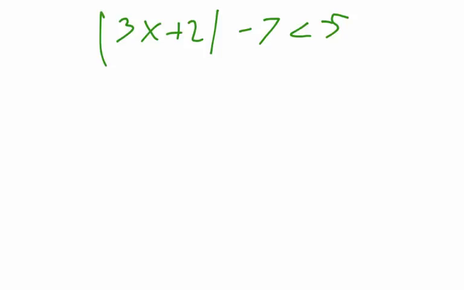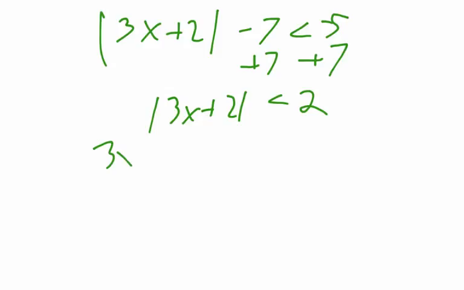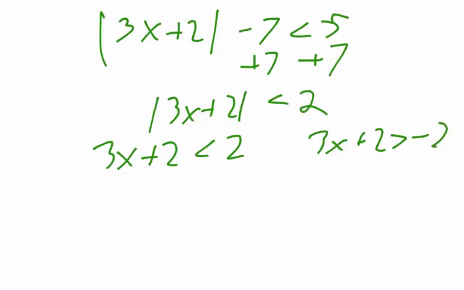Alright, one last problem on here. Remember, we need to get the absolute value by itself before we can split it. So we got 3x plus 2 is less than 2. 3x plus 2 greater than -2.